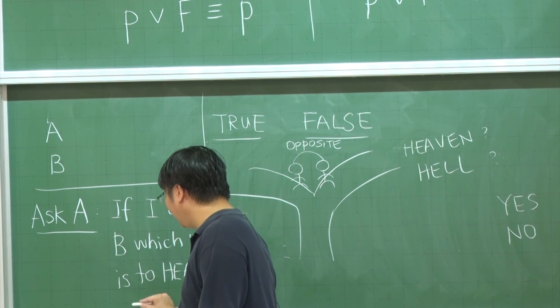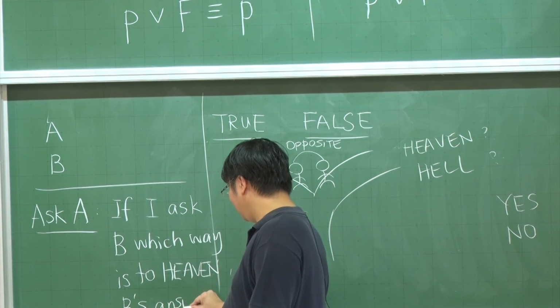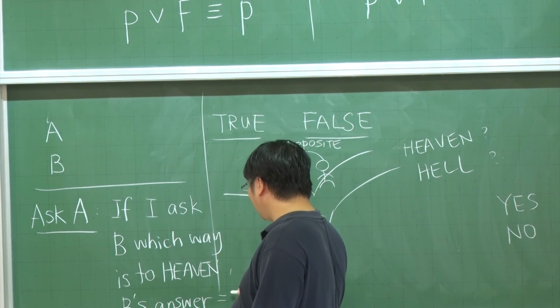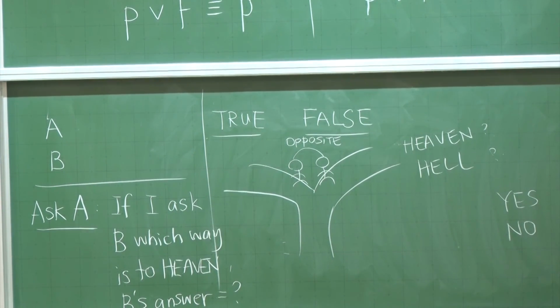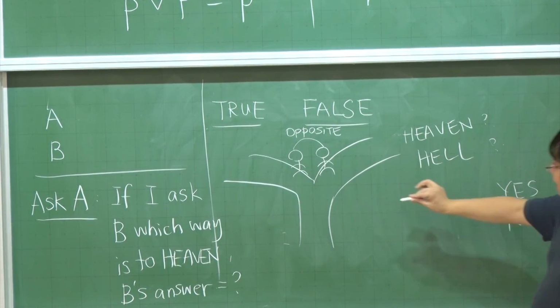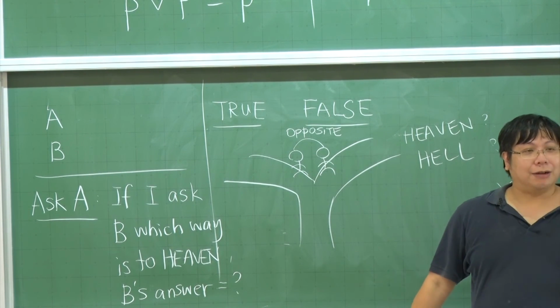So what is B's answer? B's answer is what? Okay. So assuming that we are restricting A to answer this way or that way, and then how does it help?